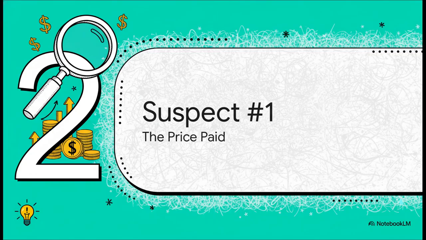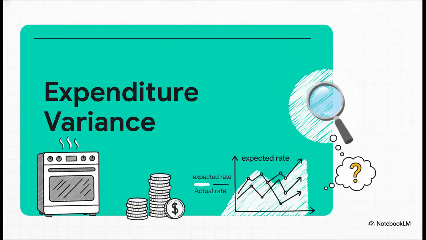Okay, time to line up our suspects. Suspect number 1 is all about the price. We call this the expenditure variance. Did we just pay too much for our electricity? The logic here is super focused. This variance doesn't care one bit about how long the ovens were running. It asks one and only one question. For every single hour we were running, did we pay the price for electricity we thought we were going to pay, or did we get hit with a higher rate? It's all about isolating the price factor.